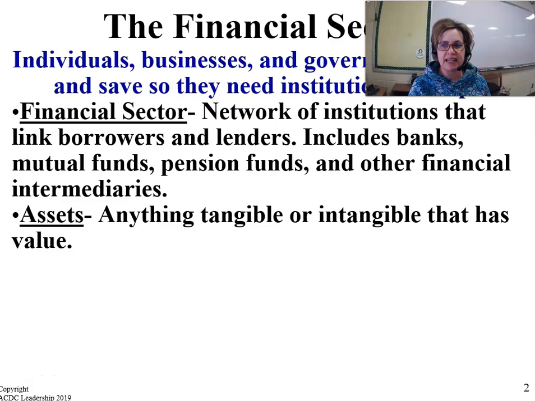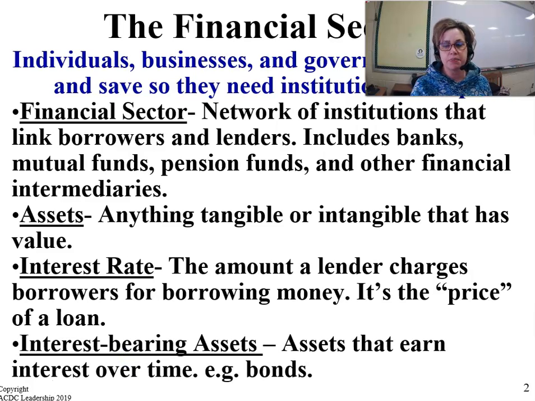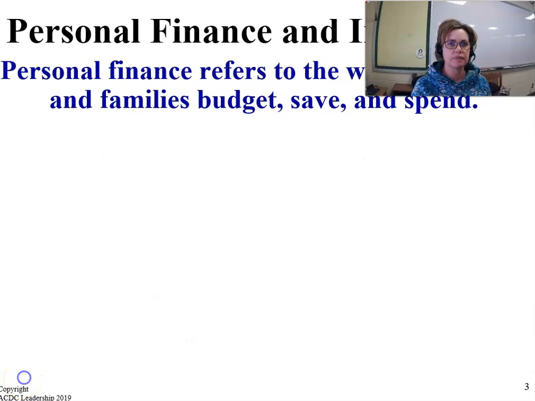An asset is anything tangible or intangible that has value. An interest rate is the amount a lender charges a borrower for borrowing money. It's the price that you pay for borrowing money. Interest-bearing assets are things that earn interest over time. A good example are bonds.